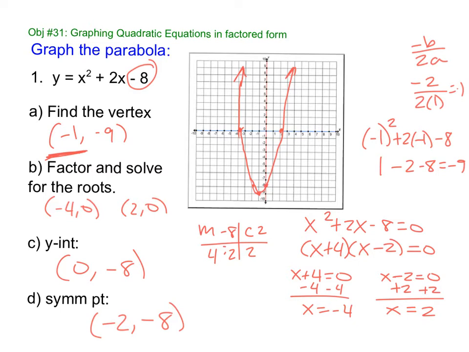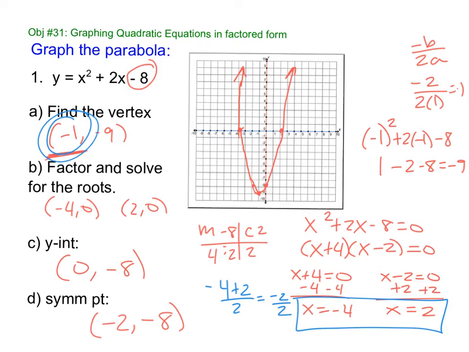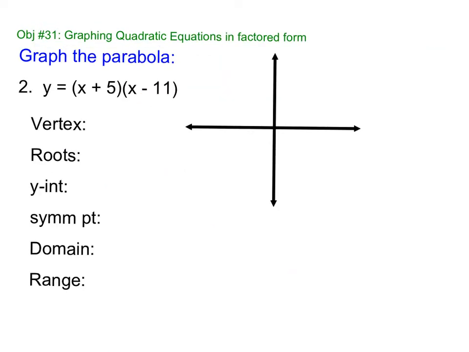All right, so remember, if it was in factored form, how would we find the vertex? What can I do with those two numbers? If I add them and divide by 2, you get that negative 1. So if it's already factored, we find the average of the roots.